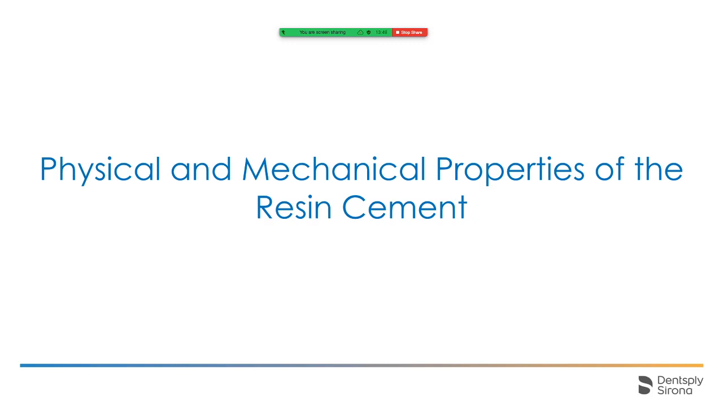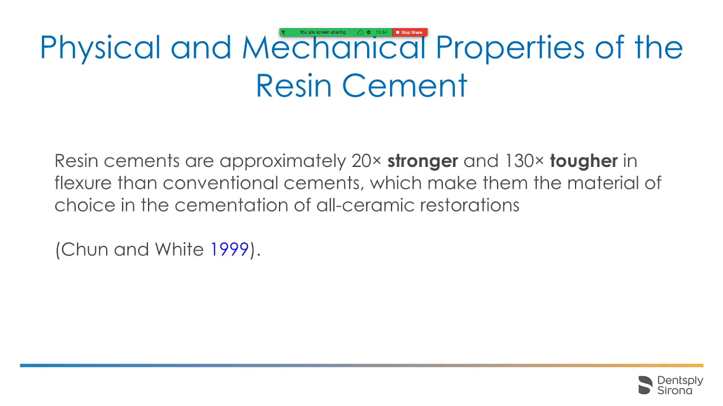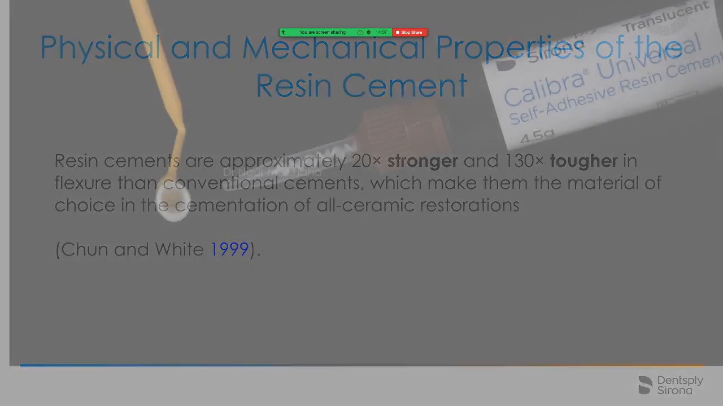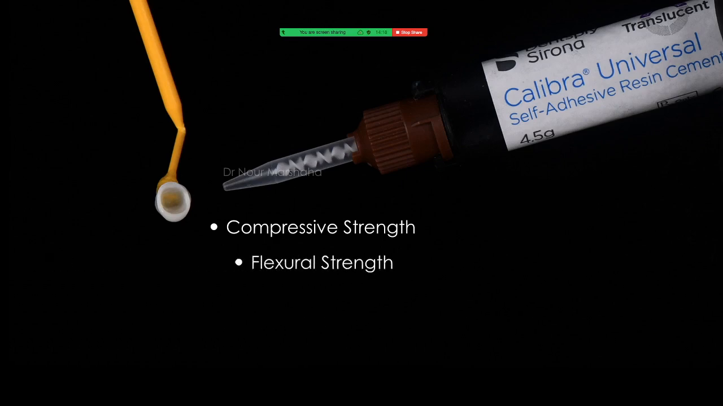Physical and mechanical properties of resin cement. Resin cements are approximately 20 times stronger and 130 times stronger in flexure than conventional cements, which makes them the material of choice for cementation in all ceramic restorations. First property of resin cement is compressive strength. Luting cement should have good compressive strength to be able to withstand masticating forces in the mouth. Second, flexure strength. The cement should have adequate flexure strength to be able to transmit the stresses between the tooth surface and restoration without breaking.